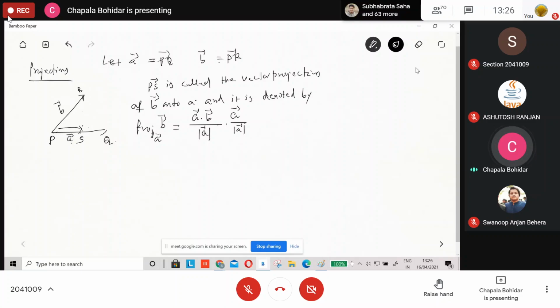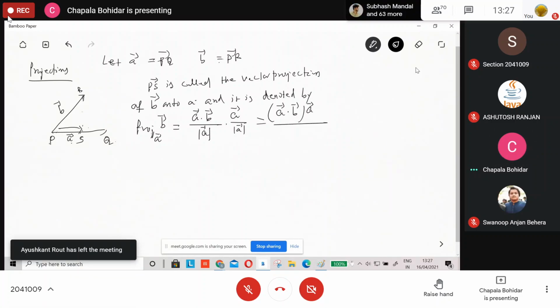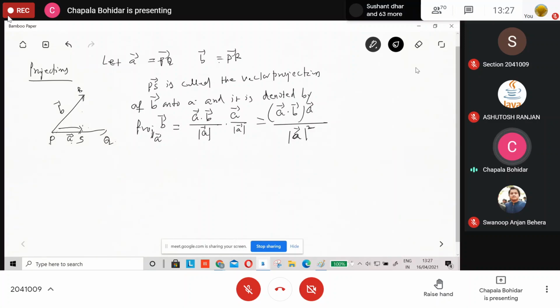That I can write as A dot B times vector A, divided by the absolute value of A squared. Similarly, the scalar projection of B onto A.